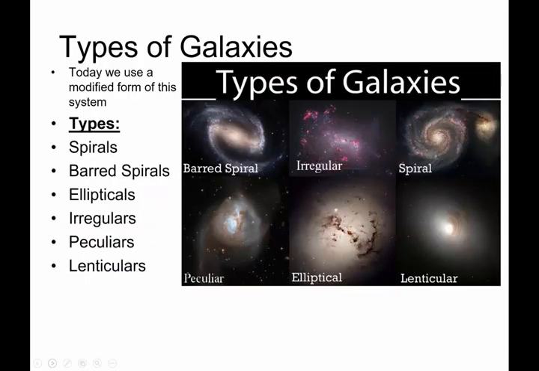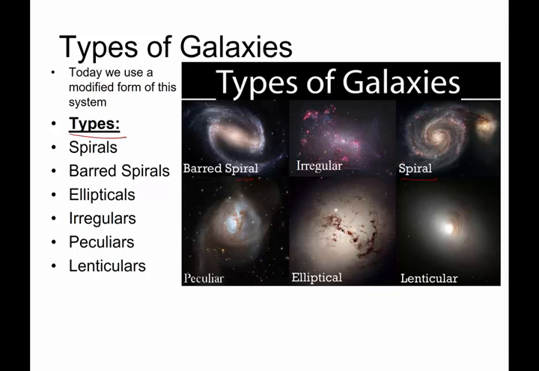Since Hubble started out with his two primary types back in the 1920s, modern astronomers actually have 6 different types of galaxies that exist. There are spirals. Then there are things that are called barred spirals. In barred spirals, instead of the center being round, the center is a little bit more oblong.